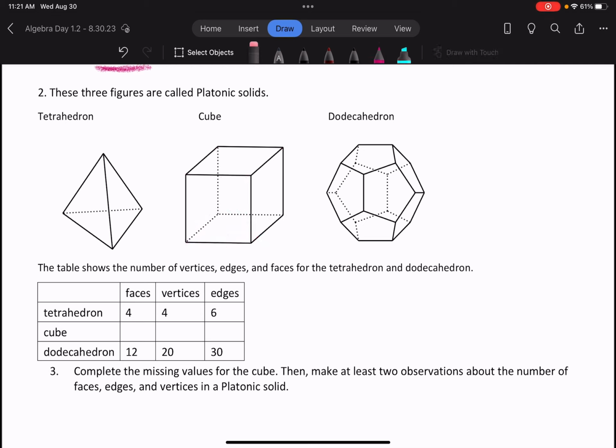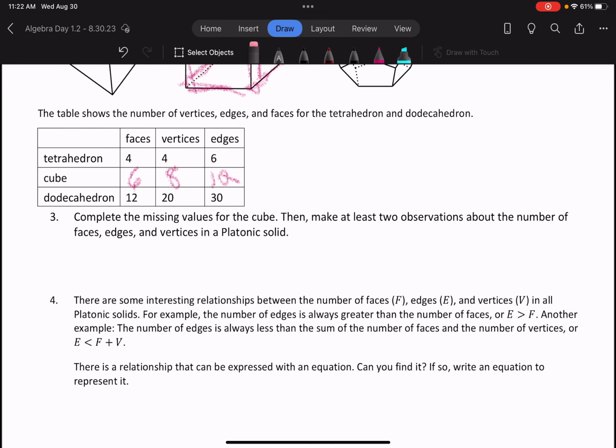So let's take a look. Okay? If I am starting with my faces, I've got 1, 2, 3, 4, 5, 6. So 6 faces. Vertices, I have 1, 2, 3, 4, 5, 6, 7, 8. And then edges, I've got 1, 2, 3, 4, 5, 6, 7, 8, 9, 10, 11, 12. All right. So, that's not a very good looking 12, but work with me, guys, okay? Here, let's fix it. 12.